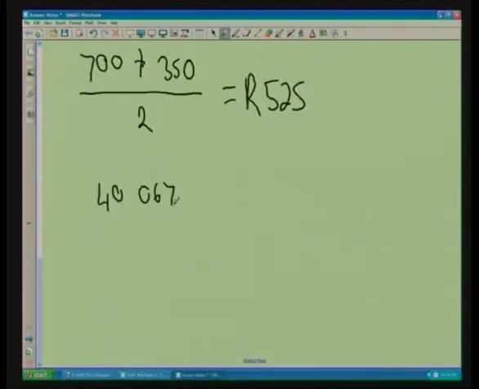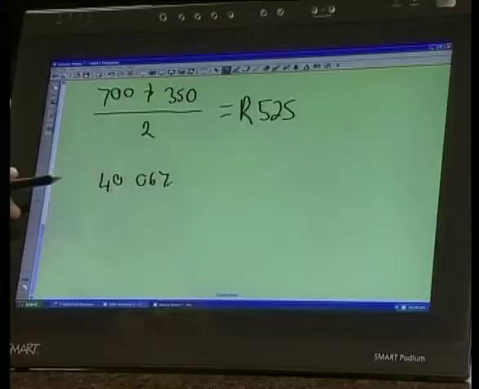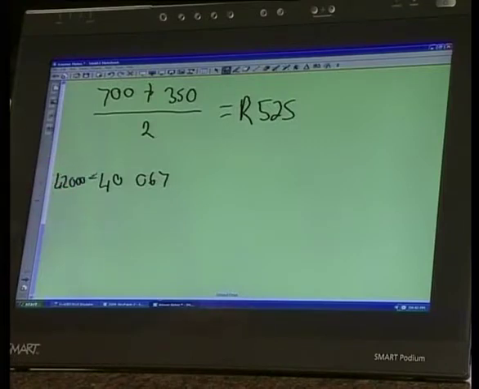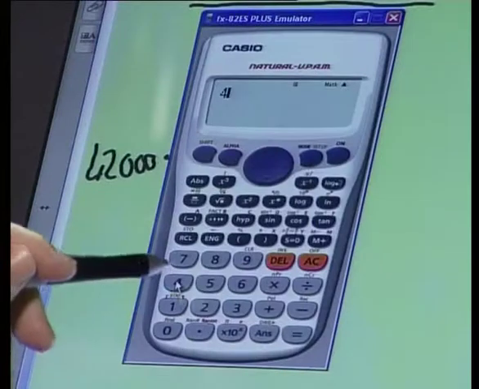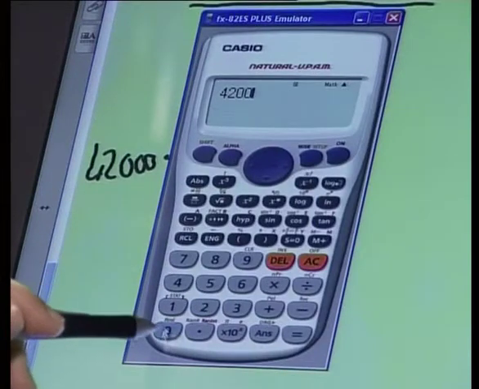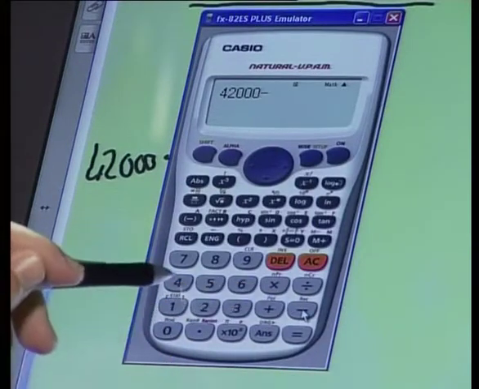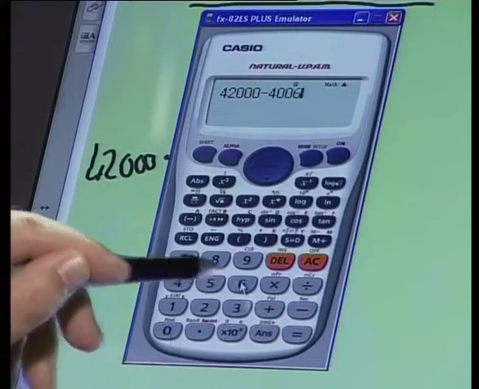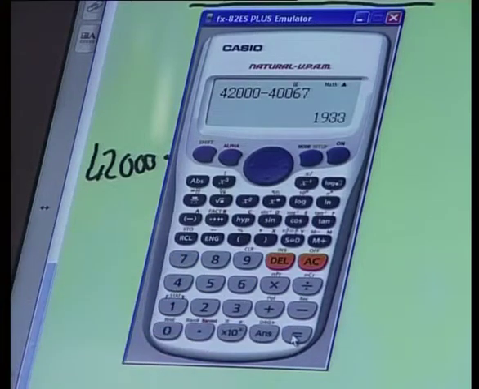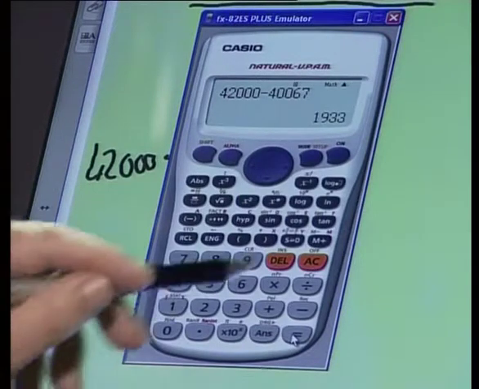I'm going to go and write that on my answer sheet, 40,067. Now remember, to fill up the stadium, we'll have to get to 42,000. So we want to subtract this answer from the 42,000. So we're going to say 42,000 subtract 40,067. And if we go to our calculator again, let's do that. 42,000 subtract 40,067. That gives us 1,933 seats left.